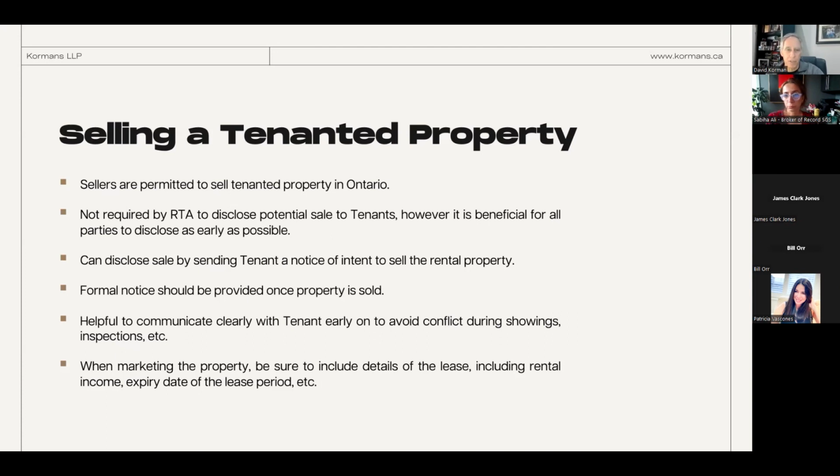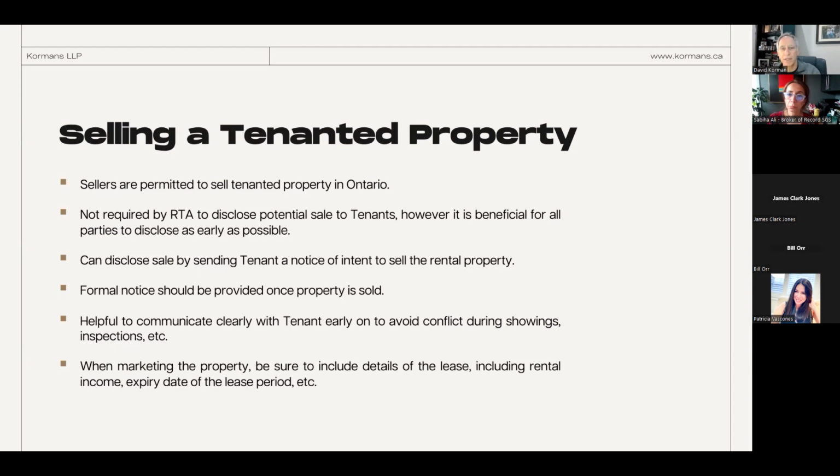Maybe they're going to be interested. So why not communicate with the tenant early on? That way you're avoiding conflicts and avoiding a tenant denying access for showings or for appraisals or inspections or things like that.